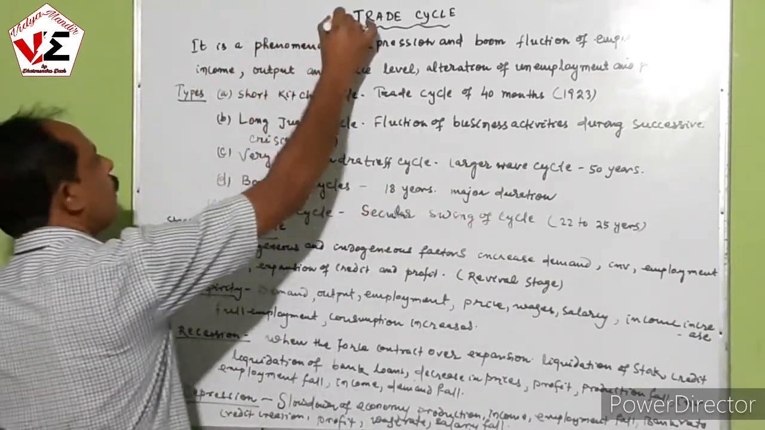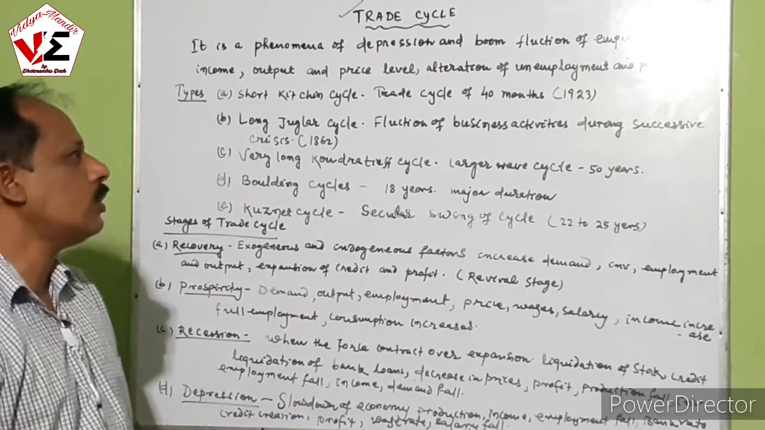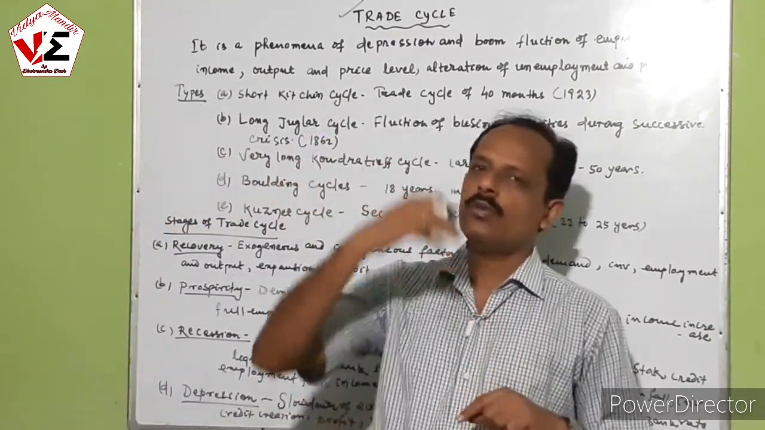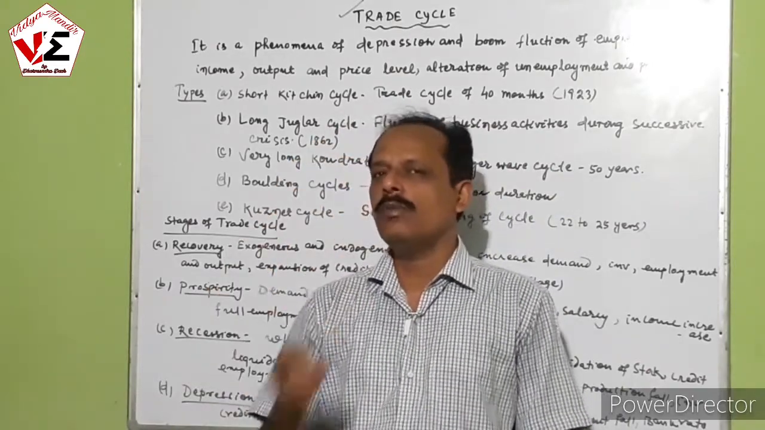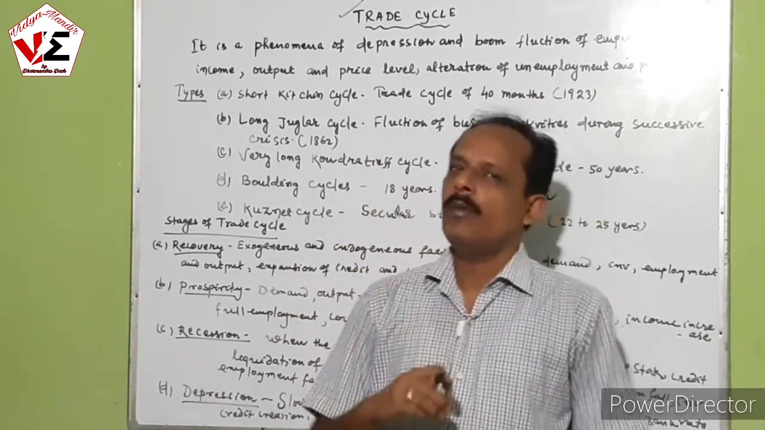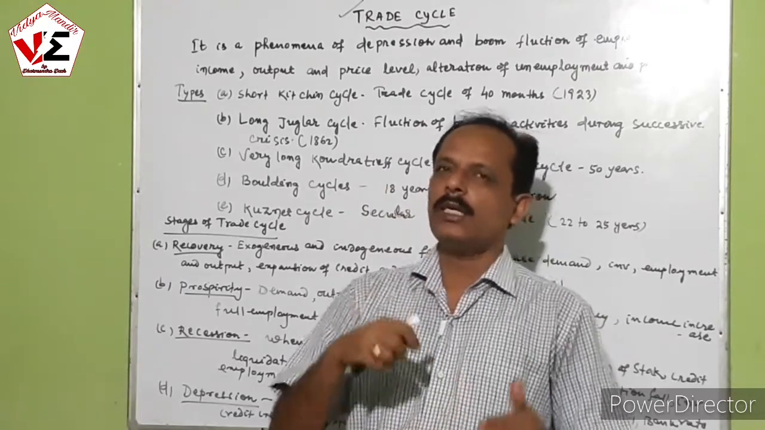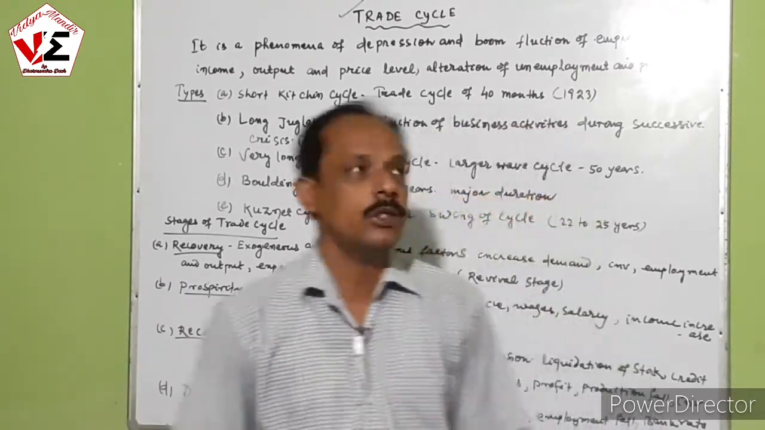Okay, come to the topic. So trade cycle is a phenomenon of depression and boom, of fluctuation of employment. So trade cycle is based on 2 phenomena. Boom is the topmost development or topmost position of the nation, and depression means unemployment is there. Boom means full employment in the economy. While we are going through the trade cycle, there is a fluctuation of the economic system, and that's a trade cycle.